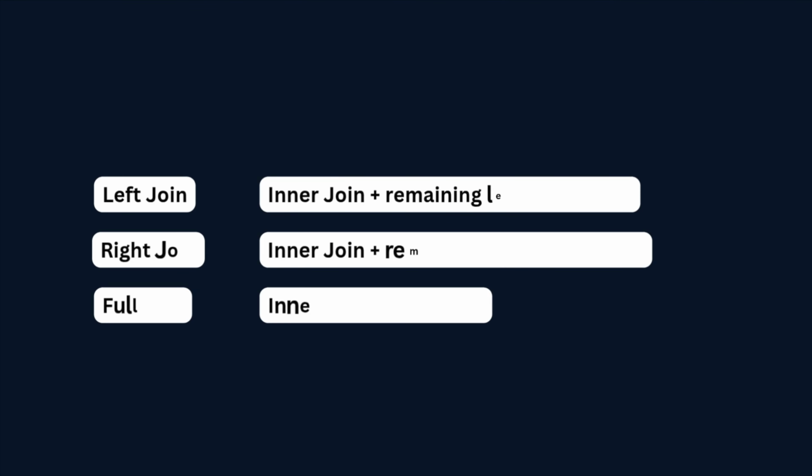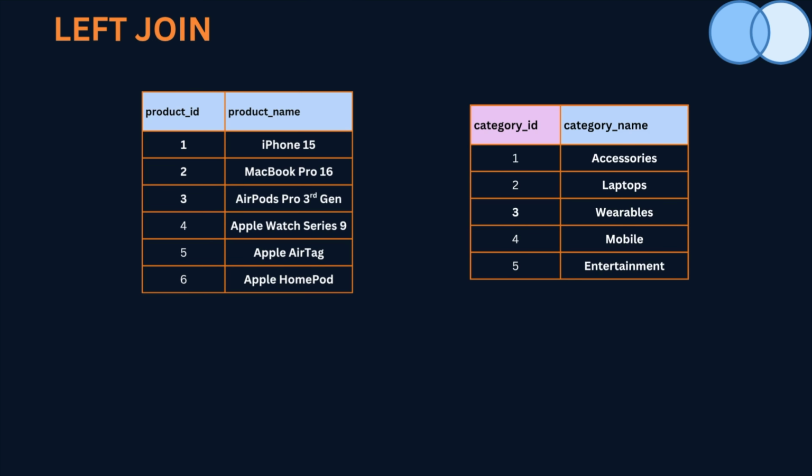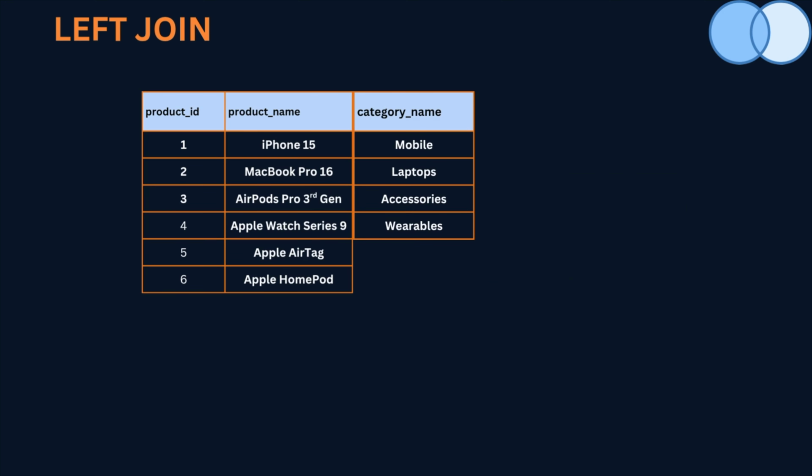Okay, before we talk about left join, the next three types of joins, the left join, right join, and full join, are going to be an extension of this inner join. Imagine you want to see all the products, and if they have a category, you want to see that category too. If they don't have a category, you still want to see that product in the result. In that case, left join becomes handy.